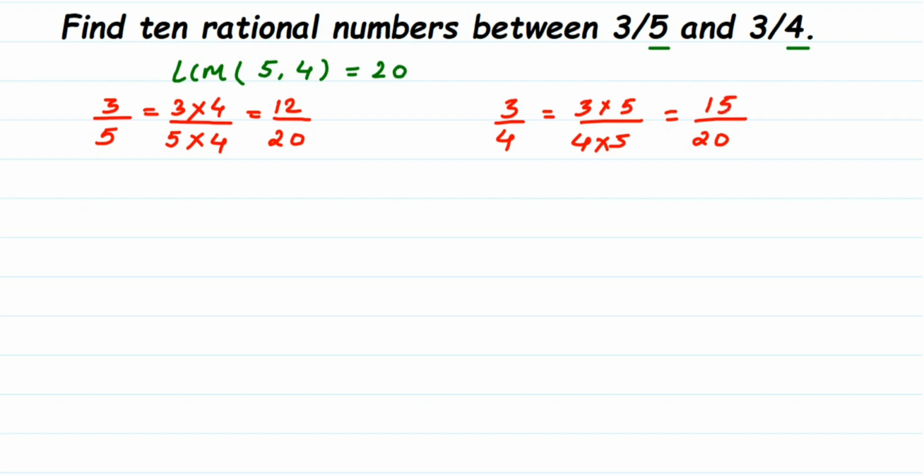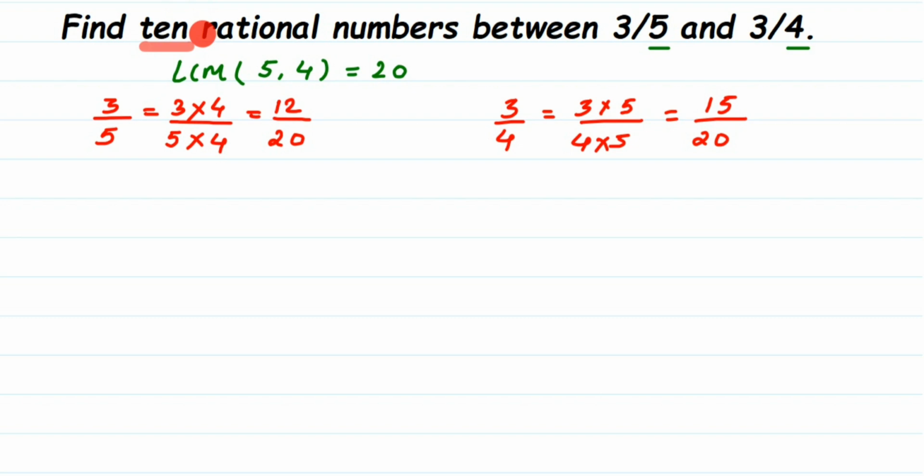Now here they're asking us to find 10 rational numbers, but if you see the numbers we got, here we got 12/20 and 15/20. So between 12 and 15 we got only two numbers, right? 13/20, 14/20. But we want 10 rational numbers. So how to find them?